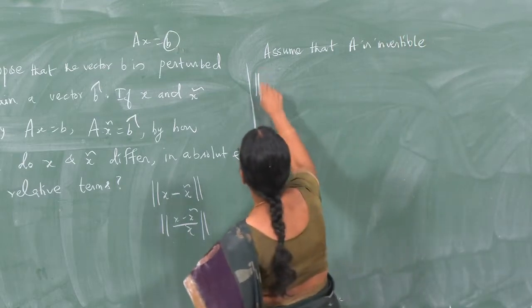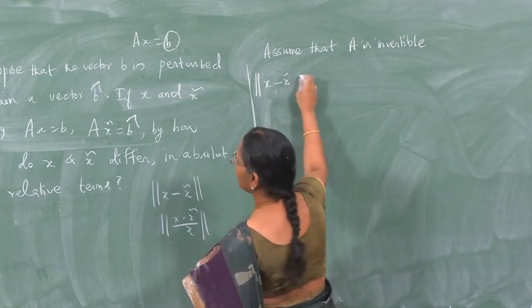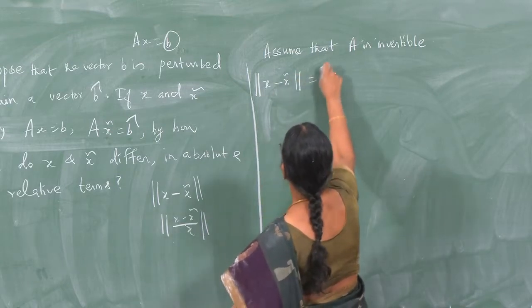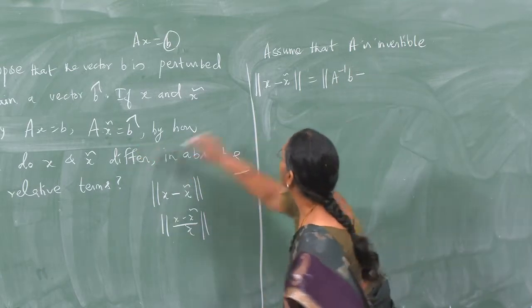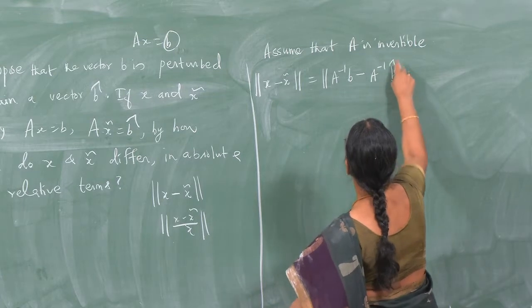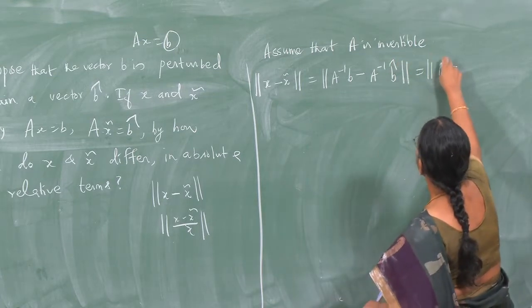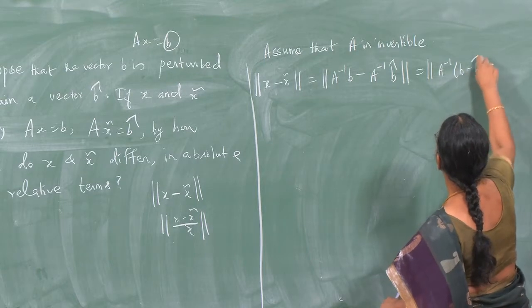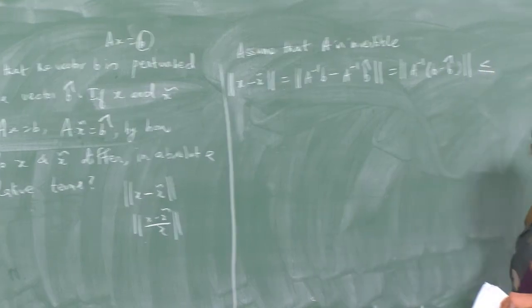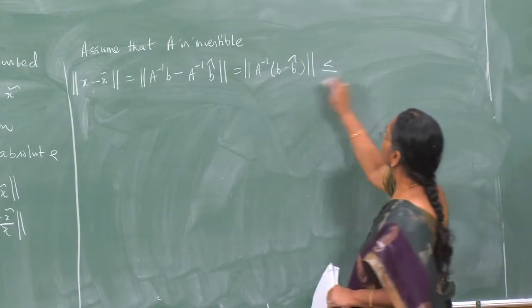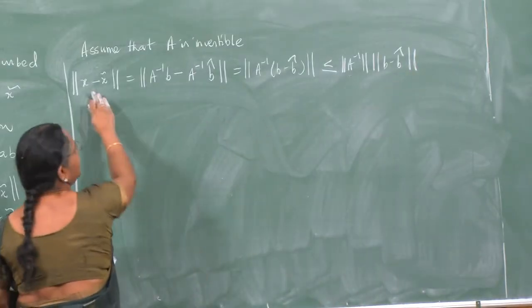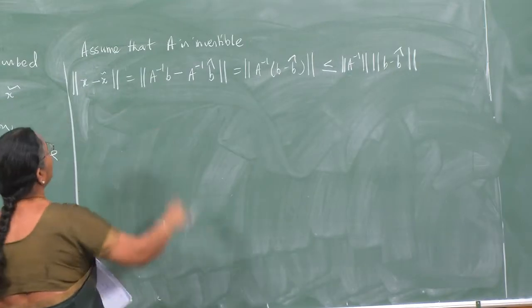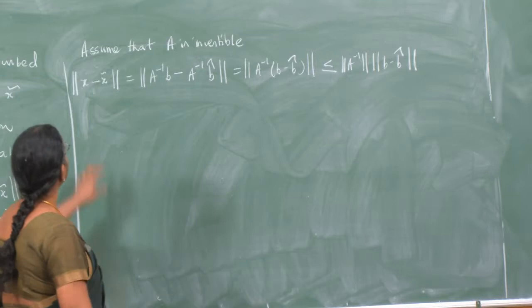So, we compute the magnitude of the absolute error, which is norm x minus x tilde. What is x? x is A inverse B. What is x tilde? It is A inverse into B cap. So, it is norm A inverse into B minus B cap. So, by the property of the matrix norms, this is less than or equal to norm A inverse into norm B minus B cap. So, this gives you the measure of perturbation in x.